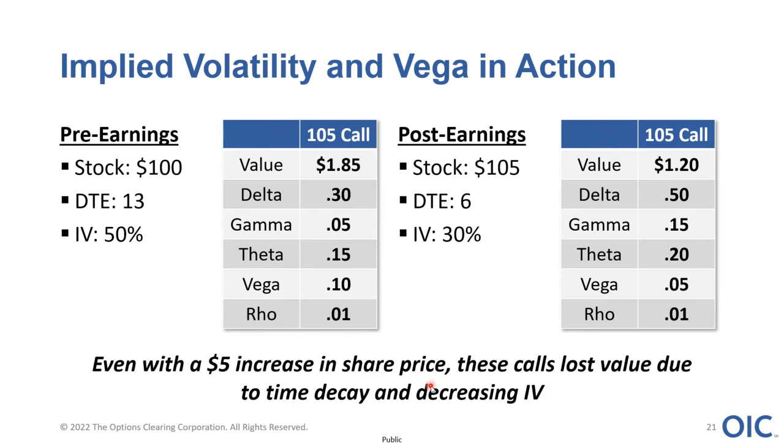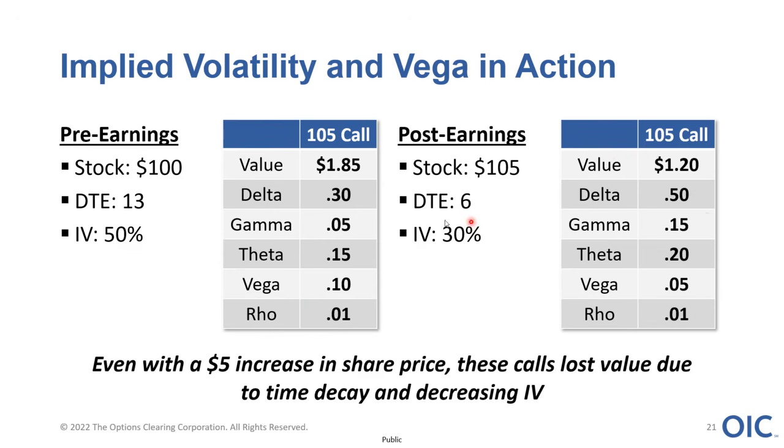Even with a $5 increase in the share price, these calls lost value due to time decay and decreasing implied volatility levels. Again, days to expiration, 13 versus 6. You're losing 7 days, so you have 7 days of theta coming out. But this implied volatility level is the most instructive of all of these metrics as far as what's happened here. From a forensic perspective, I would look at this and say, well, you definitely have days coming out and the commensurate amount of theta that comes out with it, right? This had 15 cents of theta per day. So 7 days later, a significant amount of that is theta, but some of that has been counteracted by the delta of this option going up in value.